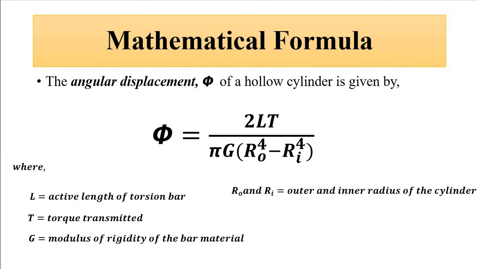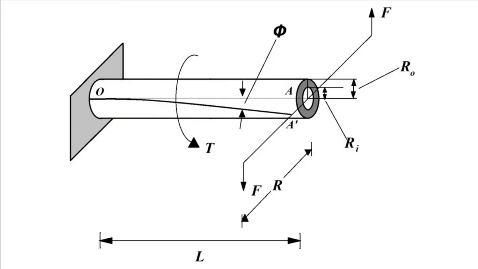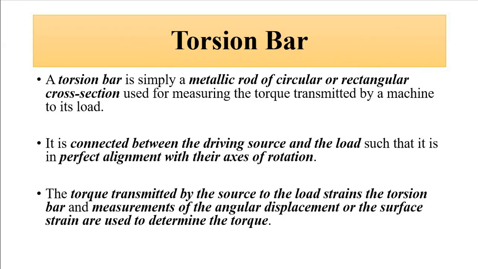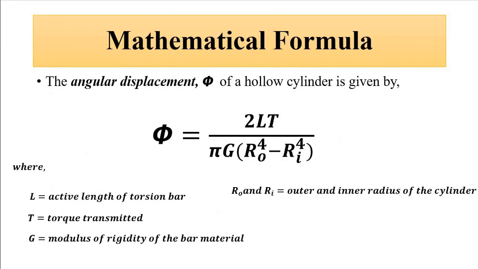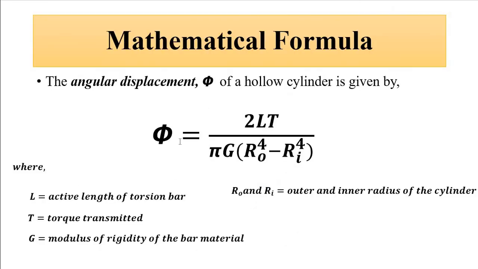So this is the basic principle of the torsion bar, which is used for the measurement of torque, the turning effect of a force. It gives us a relationship between the angle of bending of the torsion bar material, because of it being subjected to a turning force, and the torque.